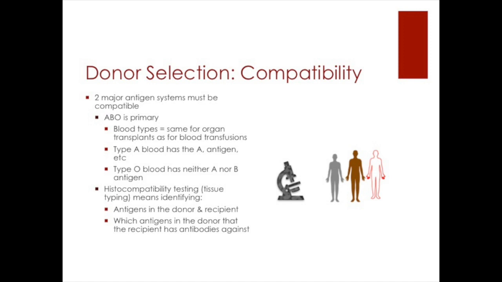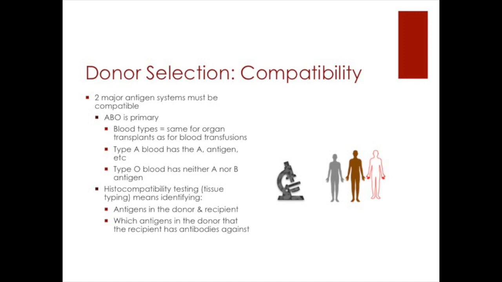Let's move on to donor selection and talk about compatibility. There are two major antigen systems, and they must be compatible. ABO is a primary one. You already know about the blood types. It's the same concept for organ transplants as for blood transfusions. Type A blood has the A antigen and so on.